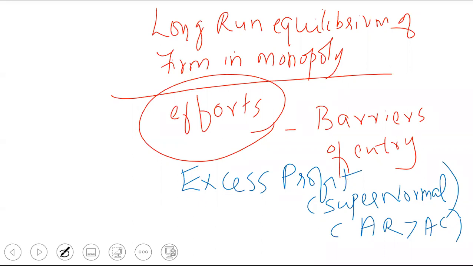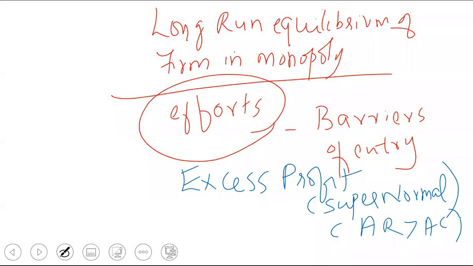Long run mein monopoly equilibrium mein ek hi possibility hai. Wo kya hai? Abhi to likha hai. The firm will make excess profit. I told you excess profit is nothing but supernormal profit. What is the reason? Monopoly firm is a very clever firm. It will not allow anybody to enter the market. Maximum barriers create karega. So they will create maximum barriers.